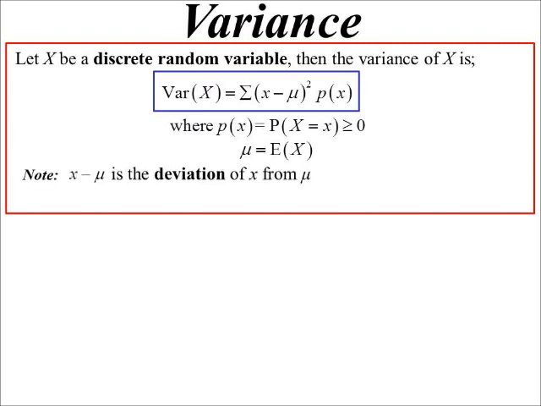Now, that x minus mu is basically what we call the deviation, because we're saying, well, how far away from the mean is this particular result? So x minus mu we call the deviation. So variance is a measure of spread. Yesterday, our expected value was a measure of the centre of the data. Variance is a measure of the spread of the data.